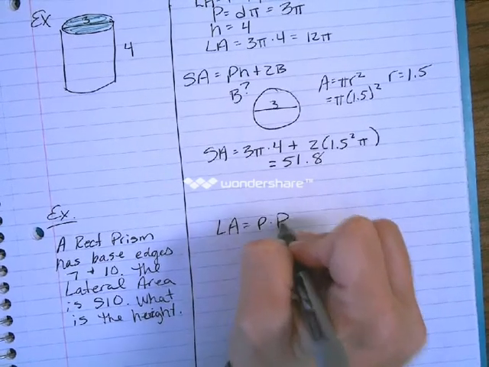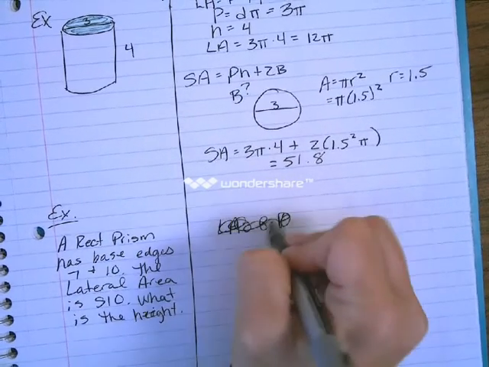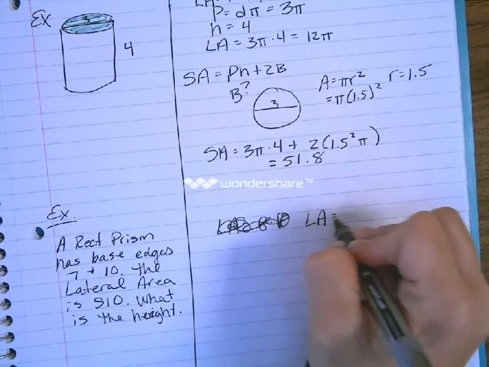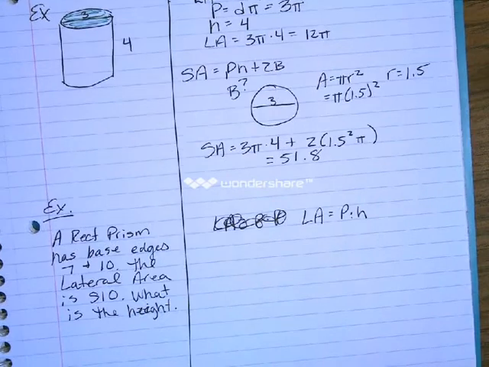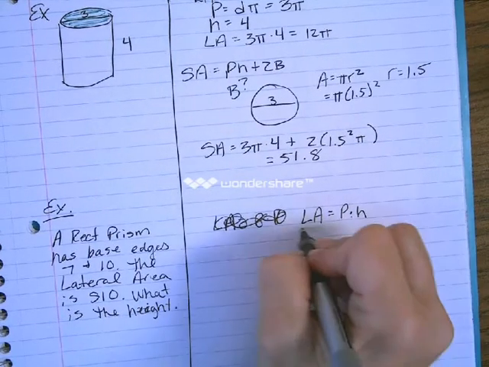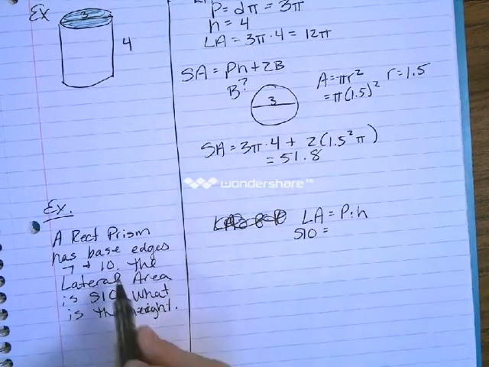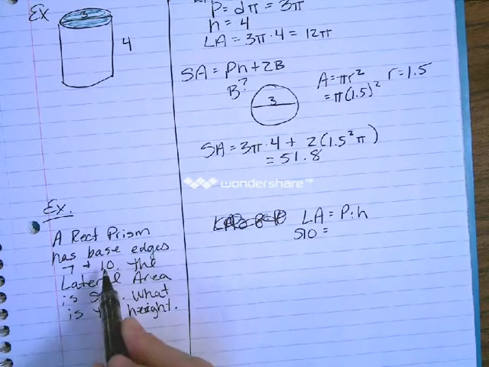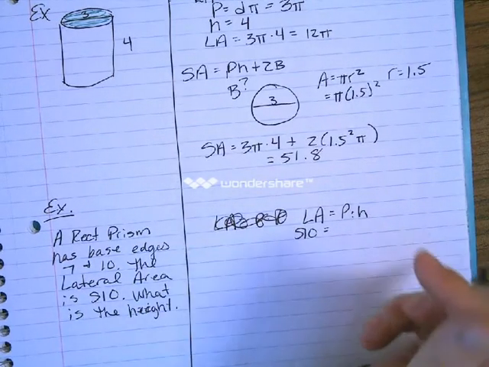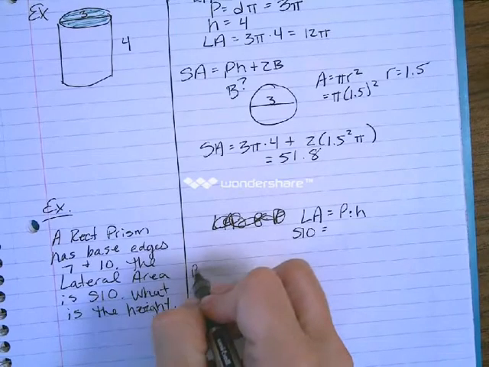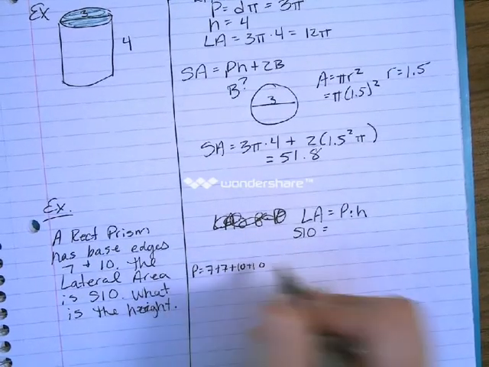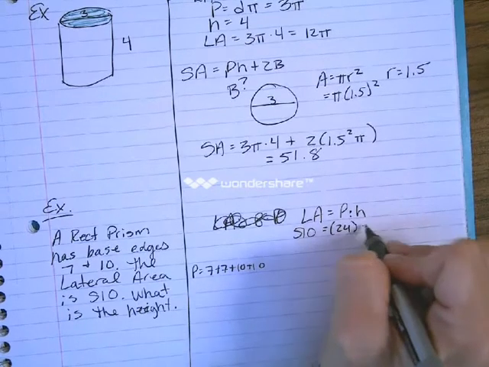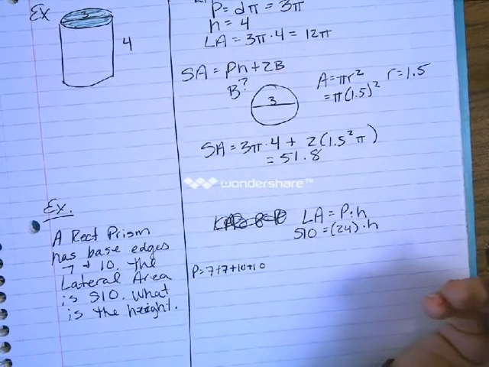We know the lateral area is 510. We can find the perimeter of the base. If it's 7 and 10, then that's 7 plus 7 plus 10 plus 10. In this case, P equals 7 plus 7 plus 10 plus 10, which is 34, times H. To solve for H, all we have to do is divide. So divide by 34, and H equals 15. And that's it.